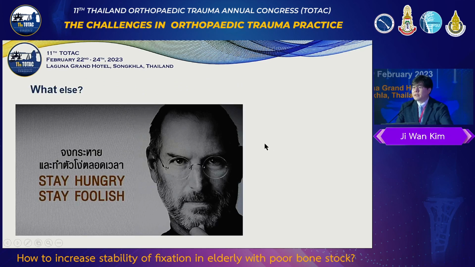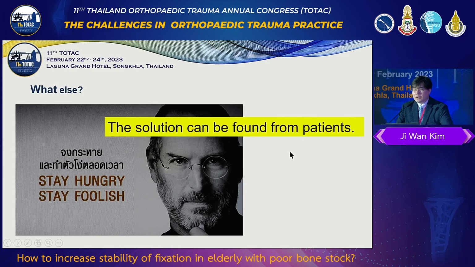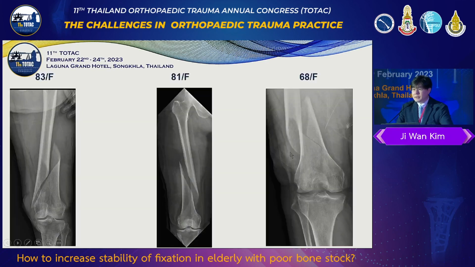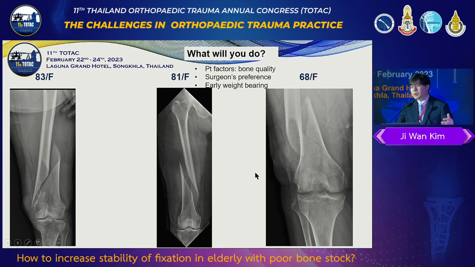What else, other than the basic principles? The solution can be found from the patients. You can see three very similar cases: 83 years female, 81, and a little younger, 68 years female. How about this one? The distal femur fracture with a spiral pattern. What will you do? The patient factors in bone quality should be considered, and then your preference. And the primary goal of the elderly patient is only weight bearing with independency.